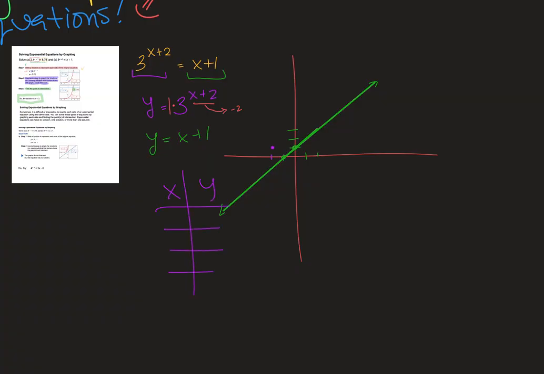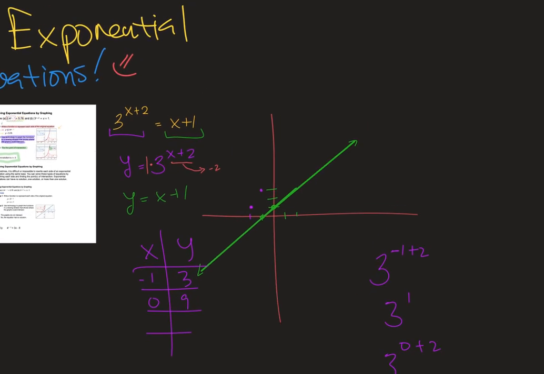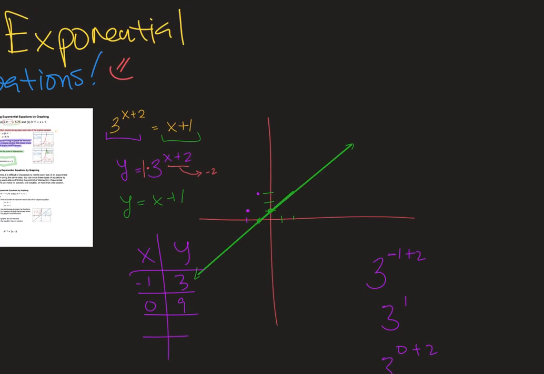You know, like when x is -1, we get 3 to the -1 plus 2. Well, that's 3 to the first power, so that's just 3. So here we go, 1, 2, 3, boom, right there. Let's see, when x is 0, we would get 3 to the 0 plus 2. Well, that's 9. So when x is 0, y is 9. Okay, 3, 1, 2, 3, 4, 5, 6, 7, 8, 9.